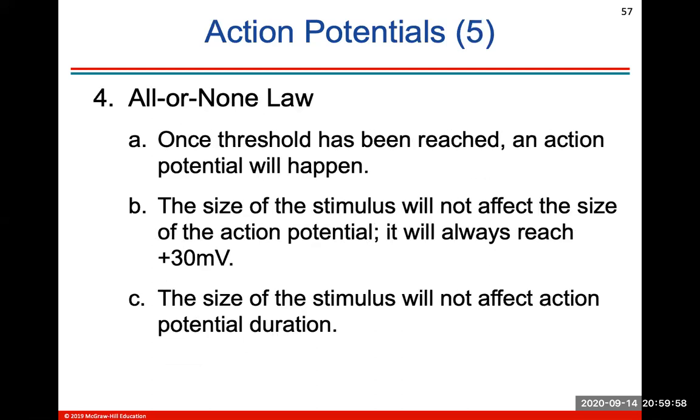The all or none response law says that once that threshold of -55 is reached, an action potential will happen, and the size of the stimulus will not affect the size of the action potential after it reaches this all or none threshold. It'll always just reach +30.